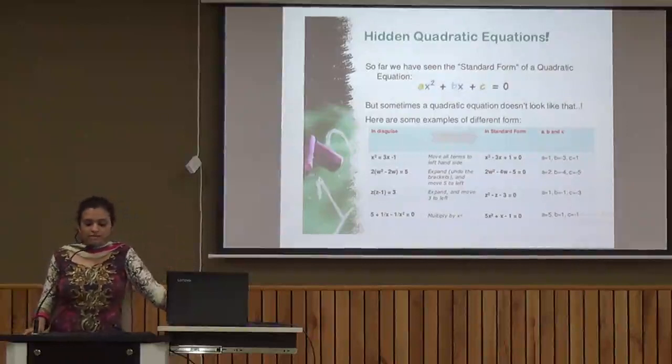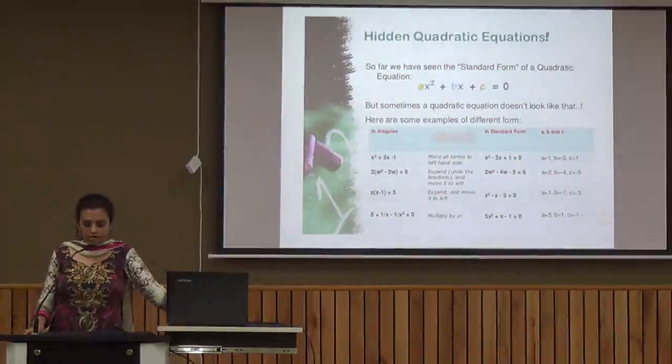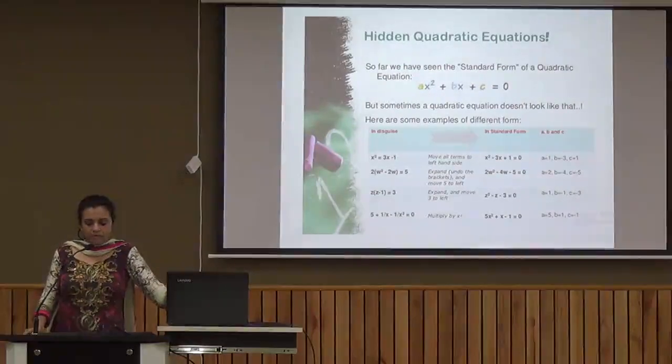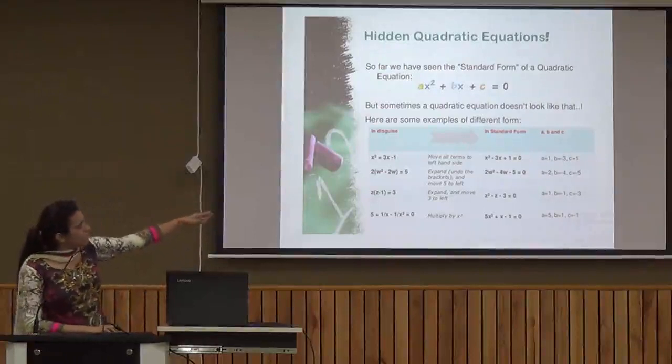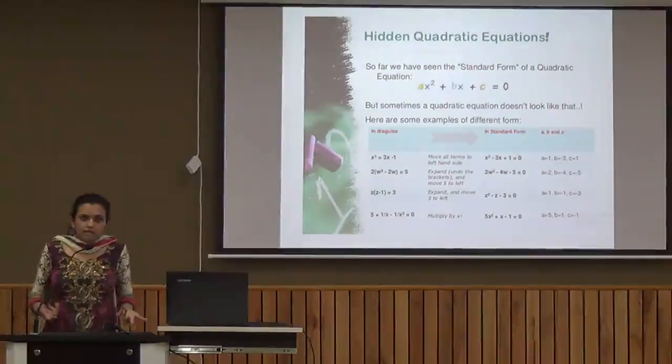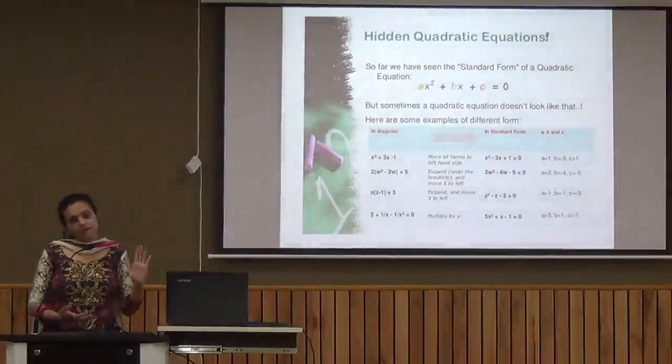So far we have seen the standard form of a quadratic equation, which is ax squared plus bx plus c equal to 0. But sometimes a quadratic equation doesn't look like that. Here are some examples of different form. Look at the first one. In this, guys, x squared is 3x minus 1. Now you would say, ma'am, x squared is 3x minus 1. Where is the standard form? Where is the equation?